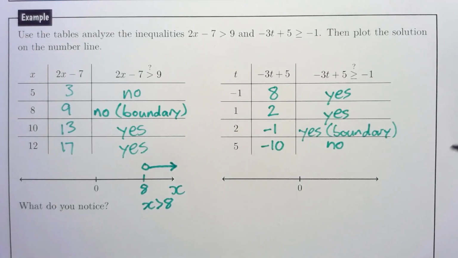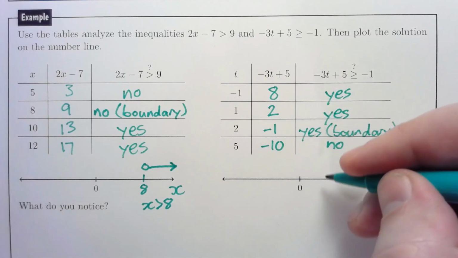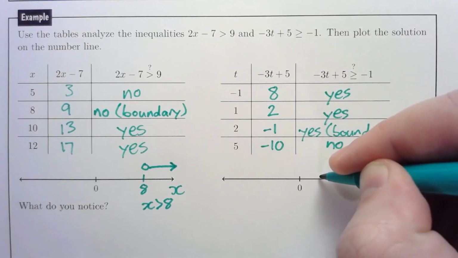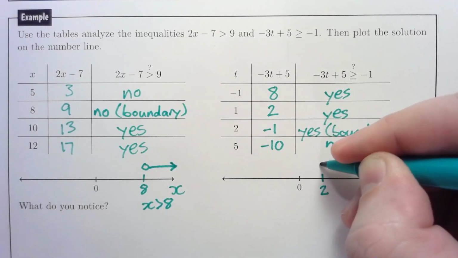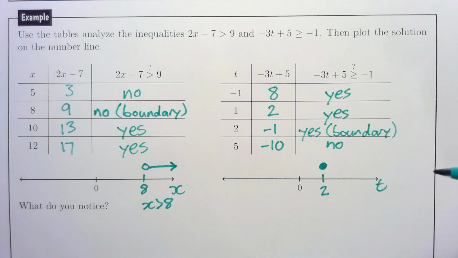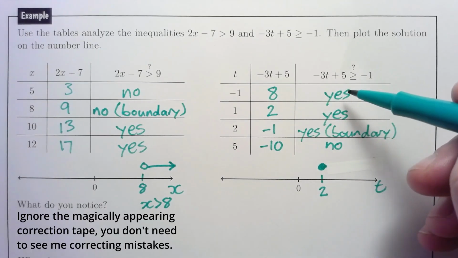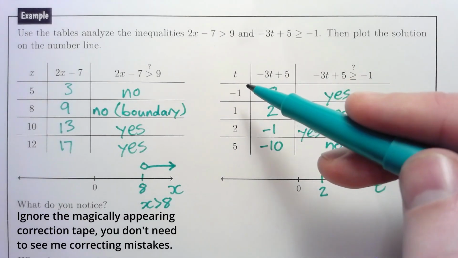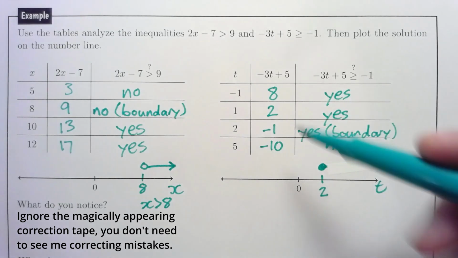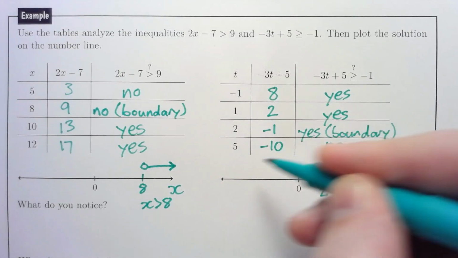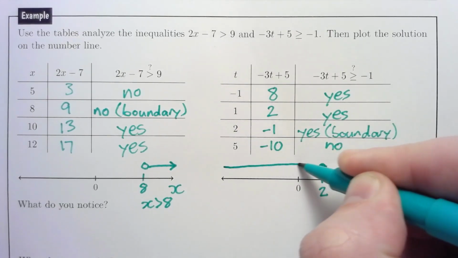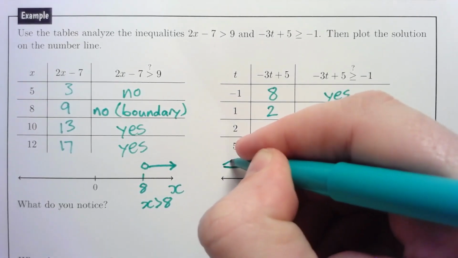For our other inequality, our boundary is going to be at t equals 2. Now that is included as part of our solution set. We see that this is true when t is less than 2. Okay, it's true for 1 and negative 1. So our arrow actually needs to go the other way.